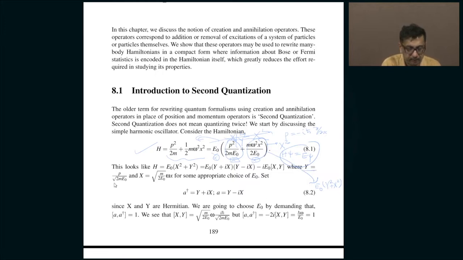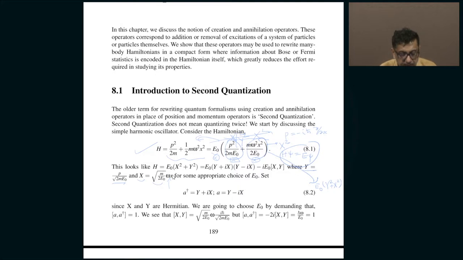So Y is going to be this one. I define Y as p by square root of 2m E0. Because E0 is positive and clearly m is positive, the square root of 2m E0 is positive, the positive square root of a positive number, and p is an operator which is Hermitian, because p is momentum. Similarly, capital X is defined as square root of m E0 times omega, where m and E0 are positive, so again it is the square root of a positive number, times omega which is positive, times x, the position operator, which is again Hermitian. So capital X is Hermitian and capital Y therefore is also Hermitian.